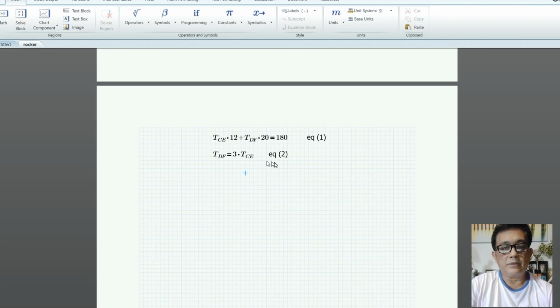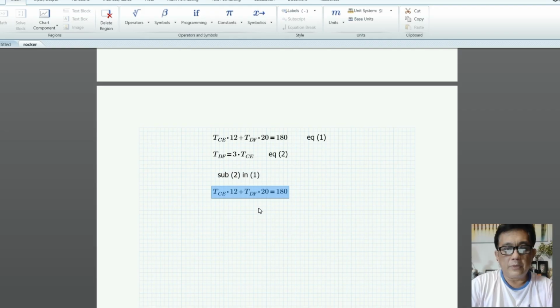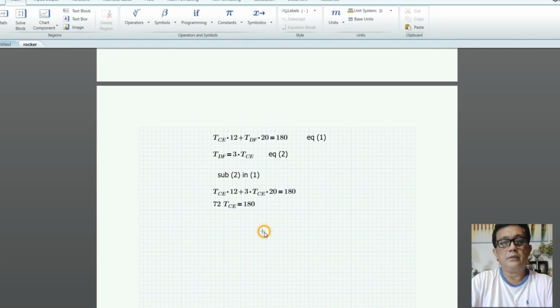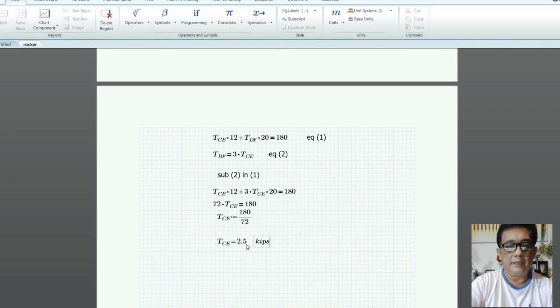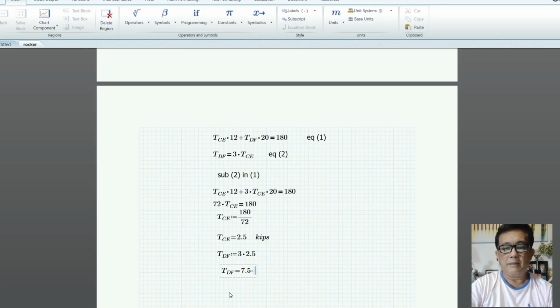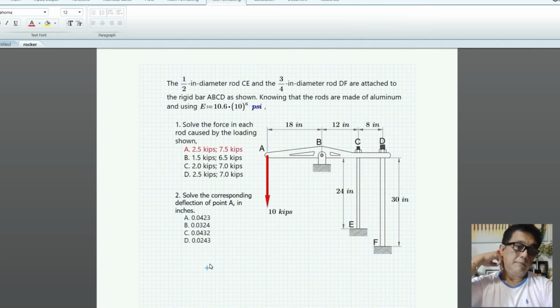So I'm going to substitute 2 in equation 1. So here's equation 1 again. This T sub DF becomes 3 times T sub CE times 20. And then we can combine these terms. That's 12 plus 60 is 72 times T sub CE. So solving for T sub CE, that's 180 over 72. T sub CE is 2.5 kips. So from this equation, T sub DF is 3 times 2.5. T sub DF is equal to 7.5 kips. So 2.5 and 7.5 kips. That is letter A.